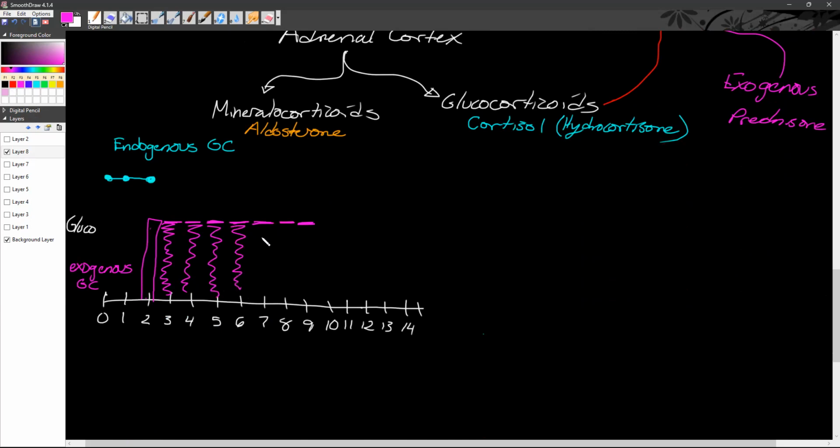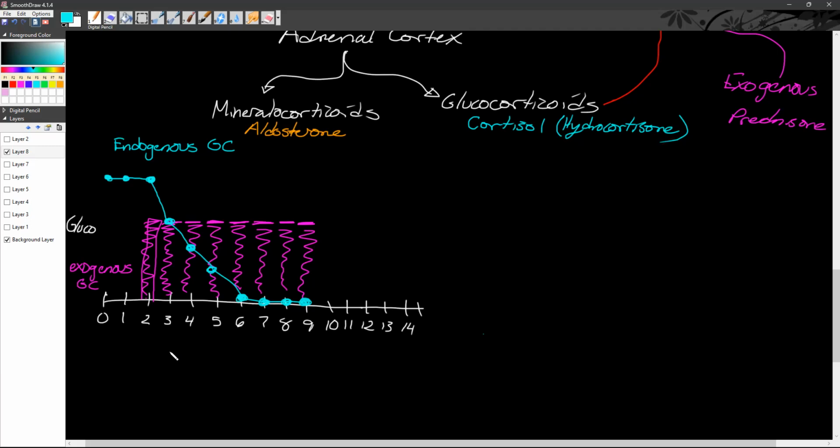Because we're constantly suppressing the HPA axis with this exogenous glucocorticoid, we start to see a rapid fall in the amount of glucocorticoid that the body is producing, to the point where after a few days of taking it, after about 5 days of being on a pretty moderate dose of prednisone, you are no longer making your own glucocorticoid, right?